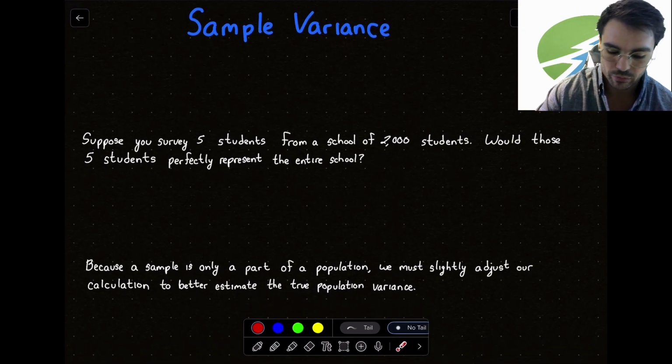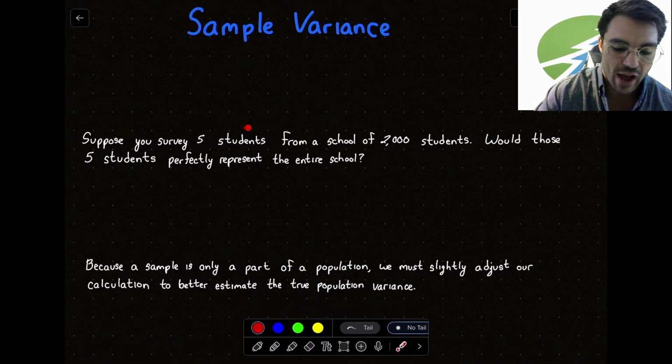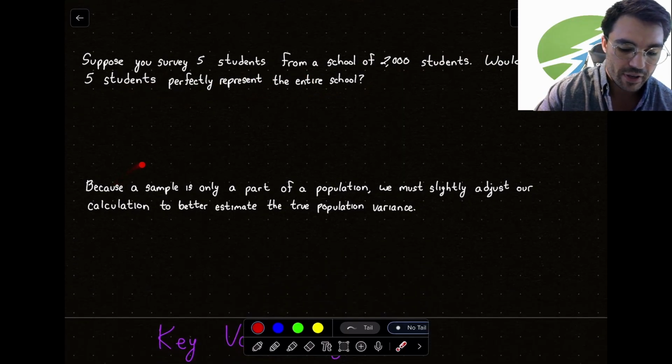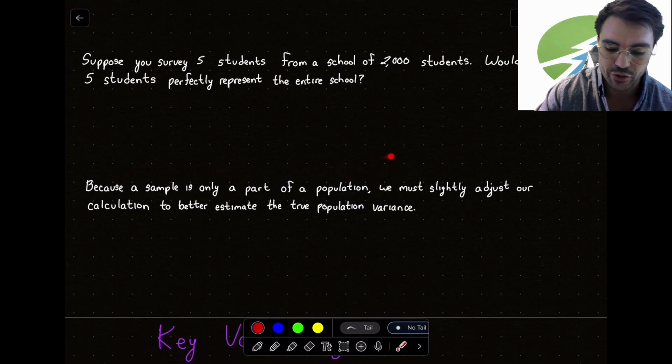Okay, so what do we have here? Suppose you survey 5 students from a school of 2,000 students. Will those 5 students perfectly represent the entire school? Because a sample is only part of a population, we must slightly adjust our calculation to better estimate the true population variance. Okay.